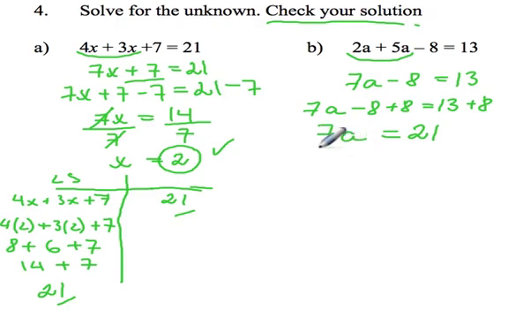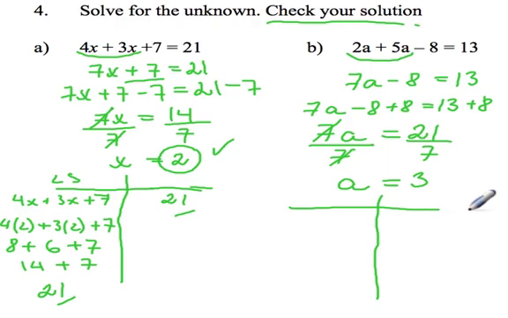Now we have a multiplied by 7, so the opposite operation is division. 7 divided by 7 is 1, leaves a on the left. 21 divided by 7 is 3. And again, we have to check our solution. So on the left-hand side of the equation, we have 2a plus 5a minus 8, and on the right we have 13.